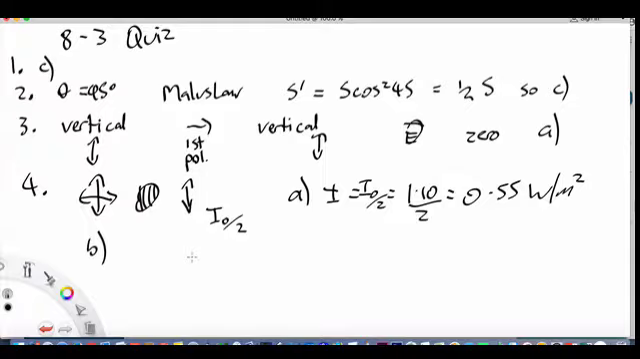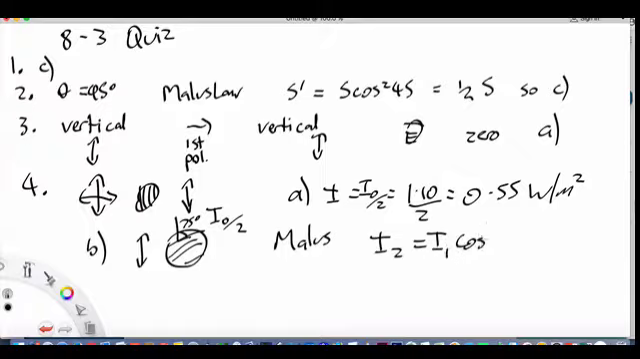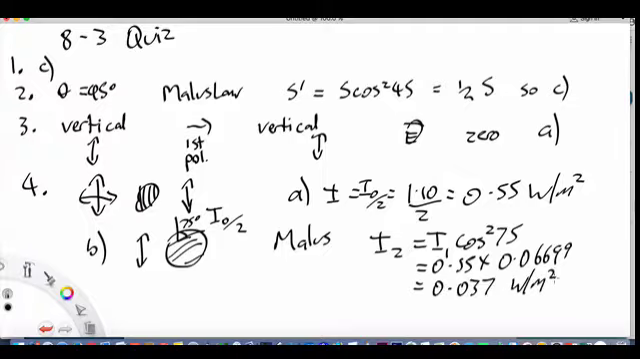And then B, we have our vertically polarized light meeting a polarizer at 75 degrees. So that is Malus's law. So I2 equals I1 cos squared 75, which is 0.55 times cos squared 75, which is 0.06699, gives us 0.037 watts per square meter.